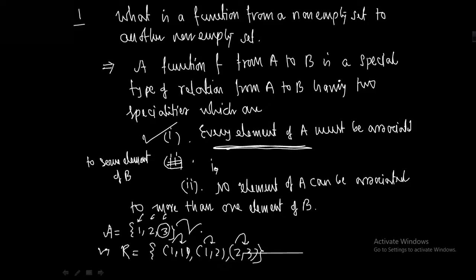Again, criterion number 2 is also violated because 1 is associated to more than one element. See, 1 is associated to 1 as well as 1 is associated to 2. Hence, we can say this R is a relation, but R is not a function.